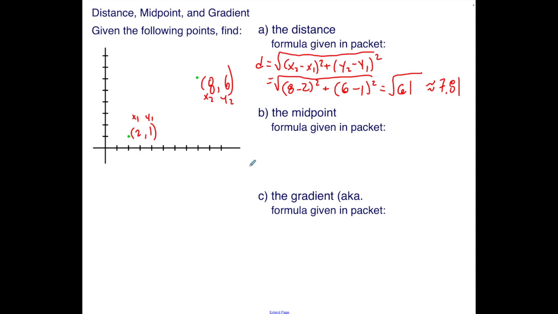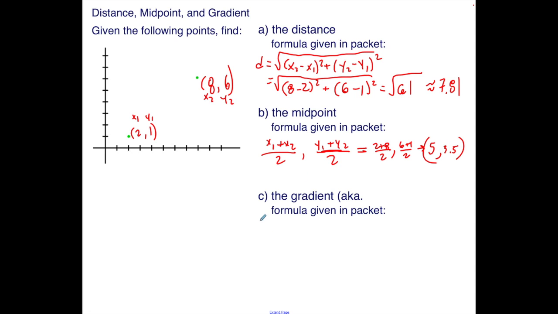And then for the midpoint, we're going to use the midpoint formula, which is also given in the packet, which is (x1 plus x2) over 2, (y1 plus y2) over 2. You are taking the averages of your x and y coordinates. So what that will give us is (2 plus 8) over 2, and then (6 plus 1) over 2, and we get our point is 5, and then 7 divided by 2 is 3.5.